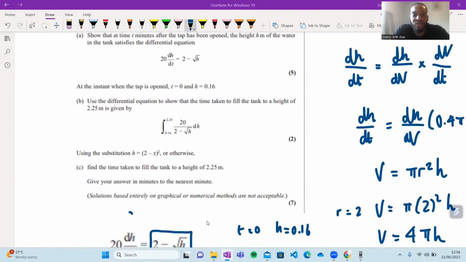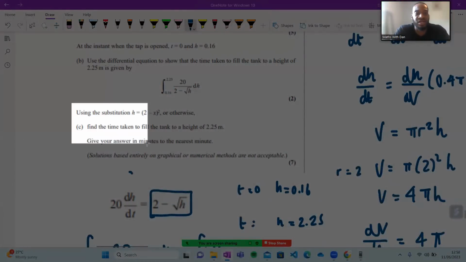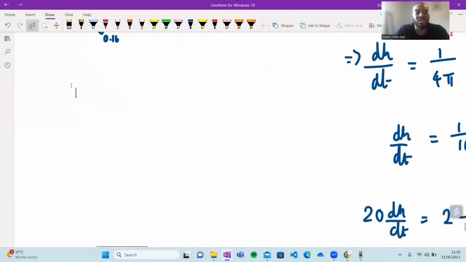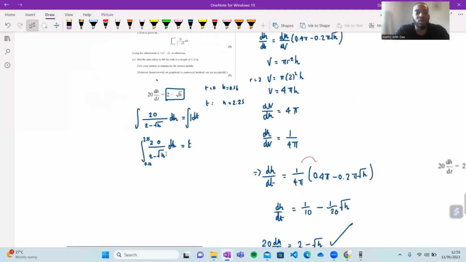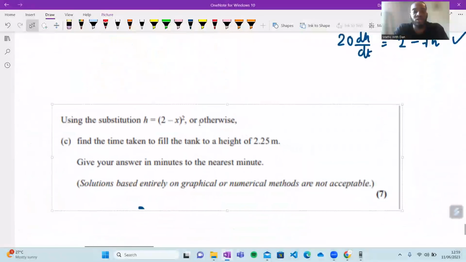Okay. So this here is fine. So we're just basically figuring out what t is. Let's just read the question again, very quickly. We know from part B, use the differential equation to show that the time taken to fill the tank is this. This is the time taken to fill the tank, this integral here. And in part C, they're asking us to find the time taken to fill the tank. Well, that means we just need to solve this integral here using the substitution, doesn't it? So we're just going to do that now.